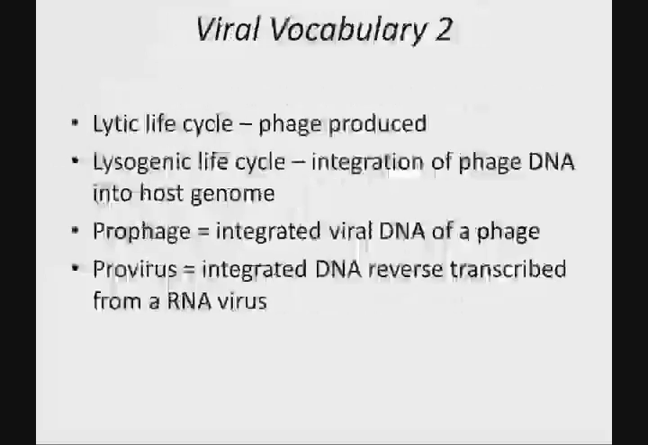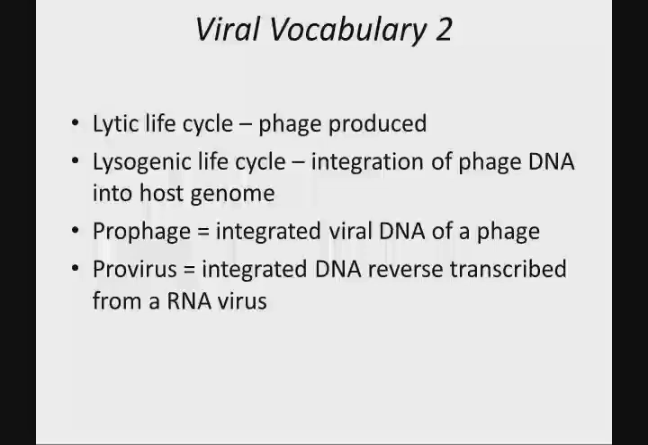Now, a couple more pieces of vocabulary as we talk about this. So what we can contrast now is the lytic cycle, where phage is actively being produced, versus the lysogenic cycle, where we integrate the phage DNA into the host genome. So a prophage is the integrated viral DNA of a phage in the bacterial cell. And we're going to contrast that with what's called a provirus. And that's when we see it in an animal cell infection.